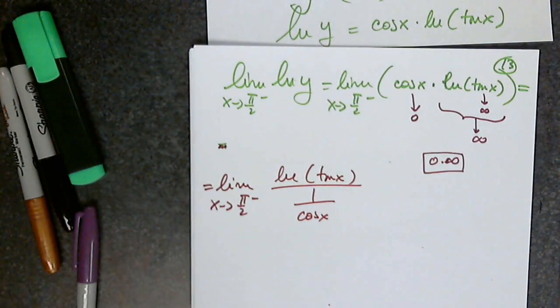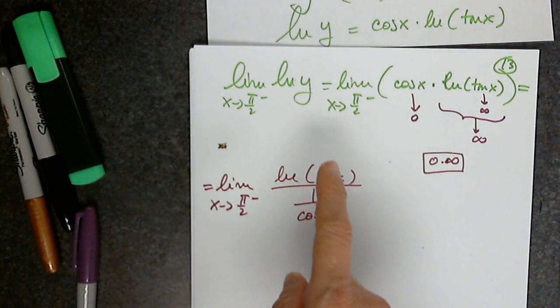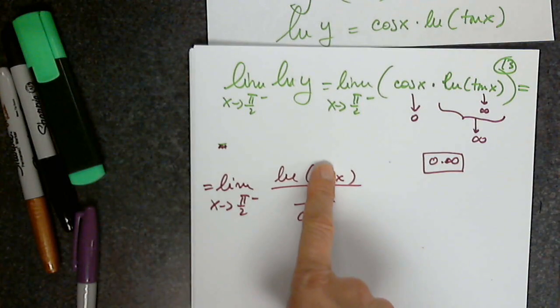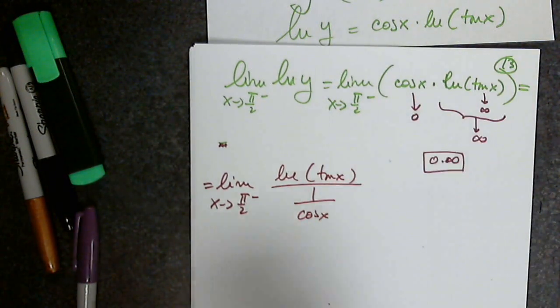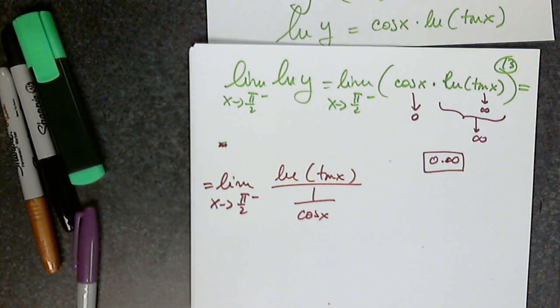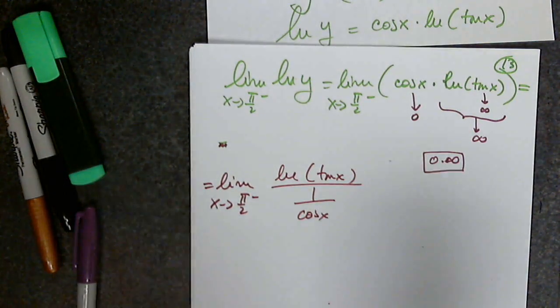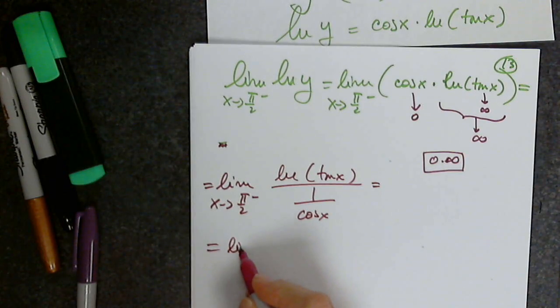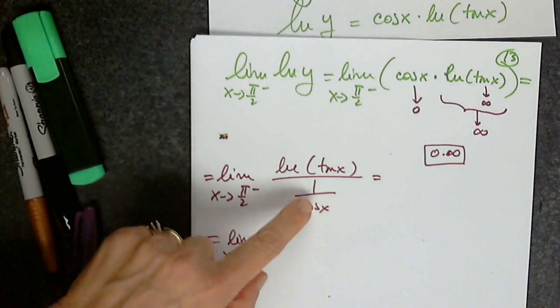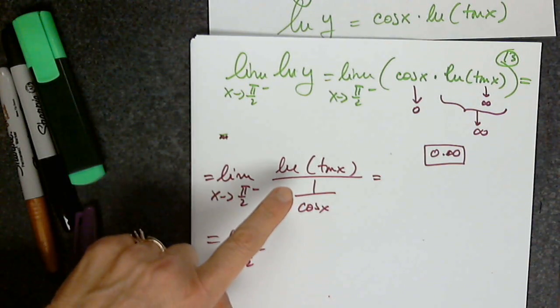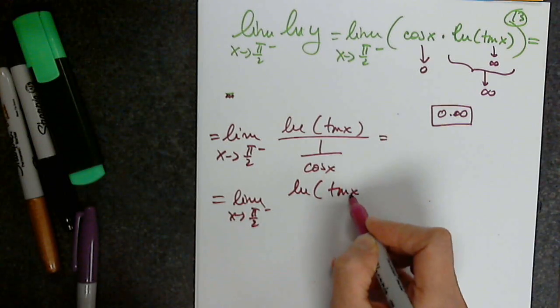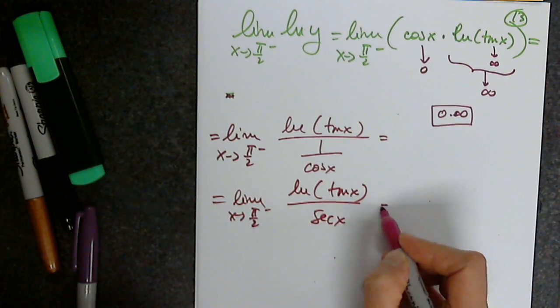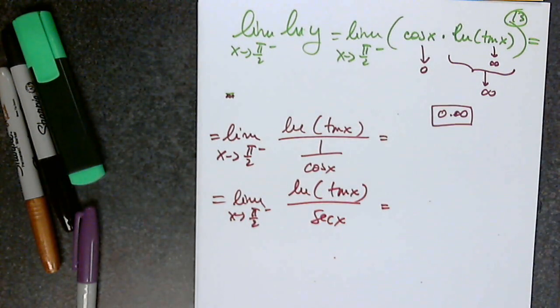Is this the same thing? Yes. When I divide this by 1 over cosine, I get this. But now I have to replace 1 over cosine by what? Because I don't want to differentiate a ratio. Oh no. So this is very good. Natural log of tangent x over secant x. Okay. Now I try again.